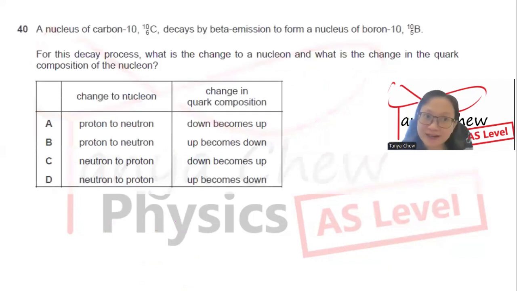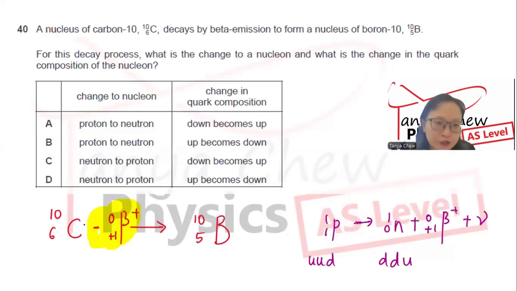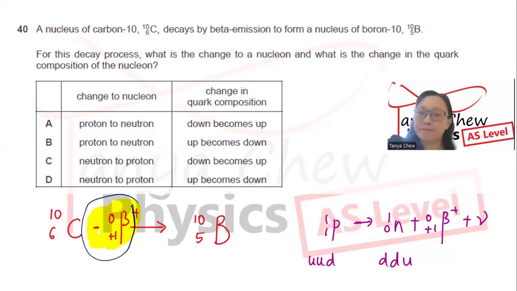Now, question number 40, last question. A nucleus of carbon 10C decays by beta emission to form a nucleus of boron 10B. For this decay process, what is the change to a nucleon, and what is the change in the quark composition of the nucleon? Okay, write down the equation, 10C changes to 10B. Look at the proton number, from 6 decreases to 5. So 1 positron must be emitted.